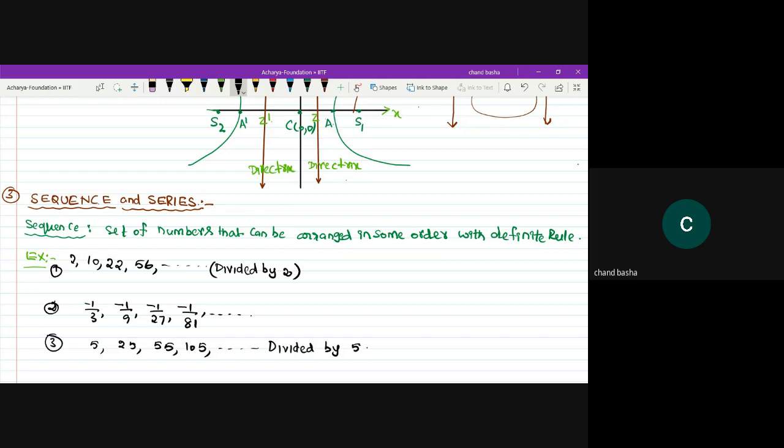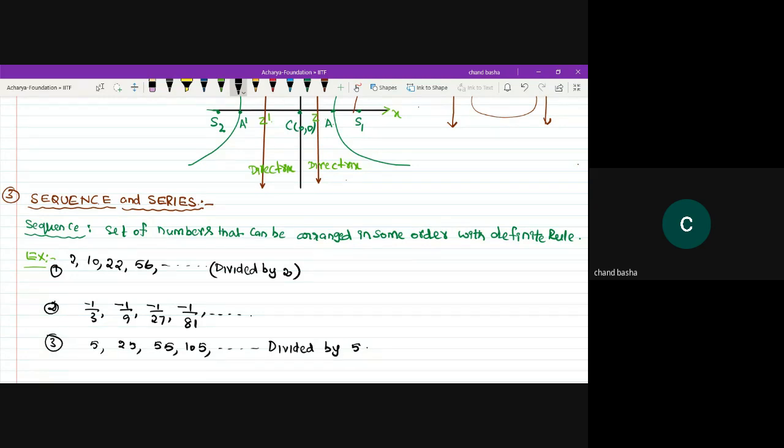So these type of group of numbers, the set of numbers that can be arranged in some order, some increasing order he has given to you with a definite rule. One rule should be followed here. What is that rule? For the first question, divided by 2. For the second question, the denominator is a multiplicative factor of 3. The third question, divided by 5. Like that, you can take the sequence of numbers that can be arranged in systematic order.